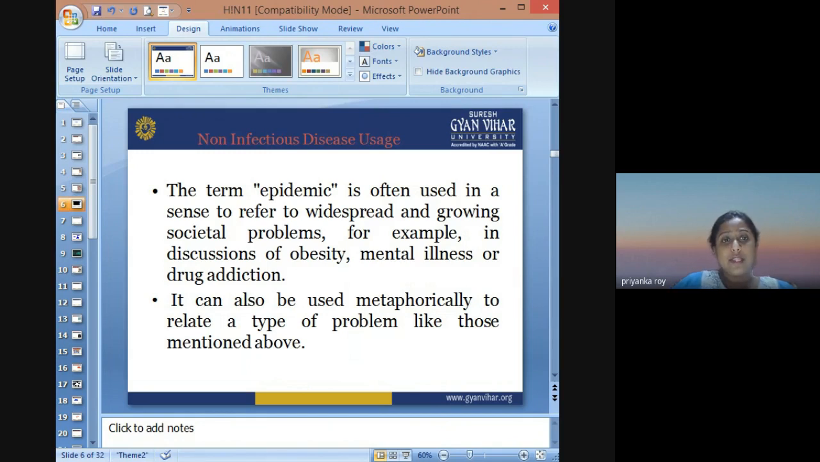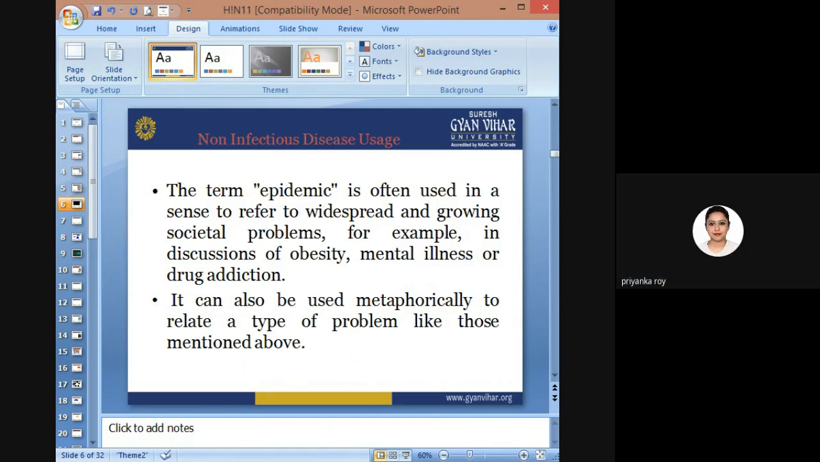Non-infectious diseases cause, like, the term epidemic is often used in a sense to refer to widespread and growing societal problems. For example, in discussion of obesity, mental illness, or drug addiction. So this is also some type of epidemic-like situation that is happening. Obesity has been labeled as an epidemic in the USA. There had been a time when obesity was more like an epidemic in that country. People are turning out more fat in that region.